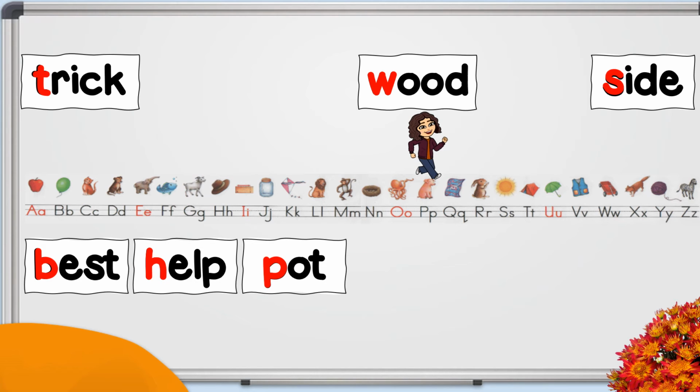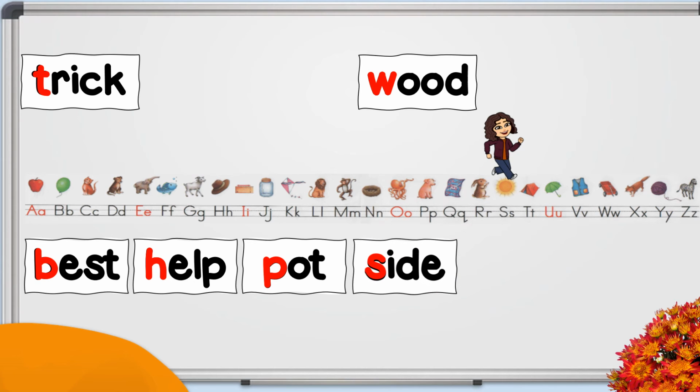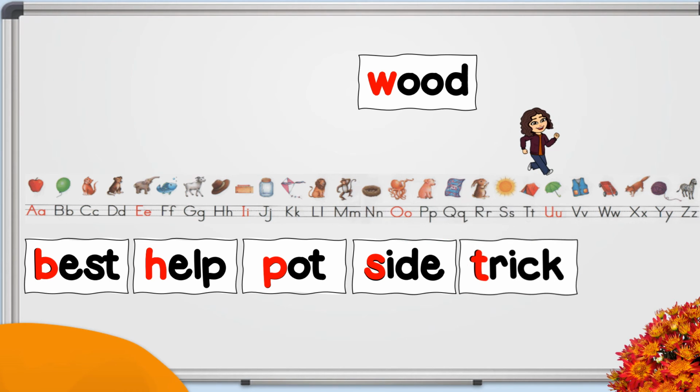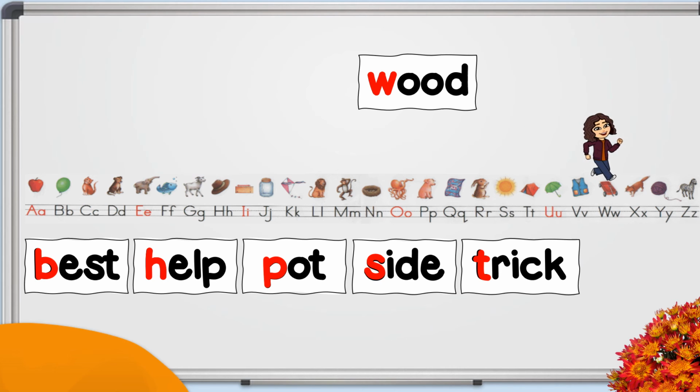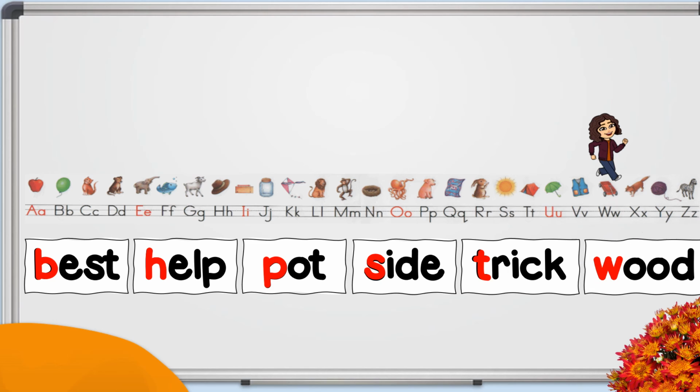Let's go on. Q, R, S. So let's bring down our word that starts with the letter S. T. Let's bring down our word that starts with T. We're almost there. U, V, W. Bring down our word that starts with the letter W.